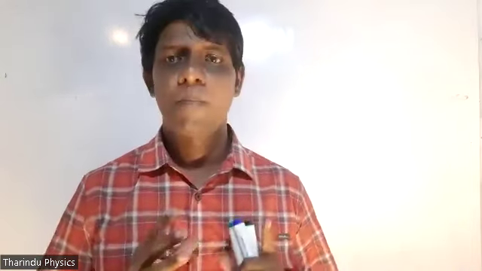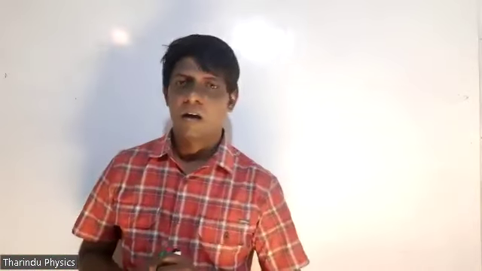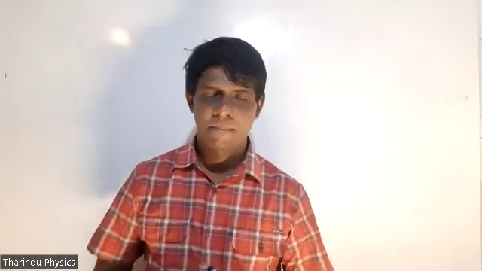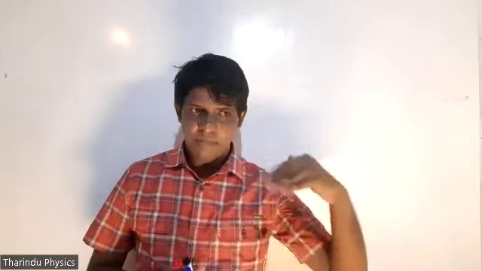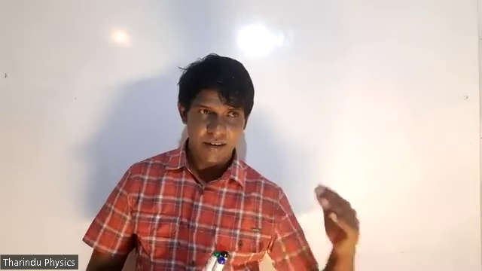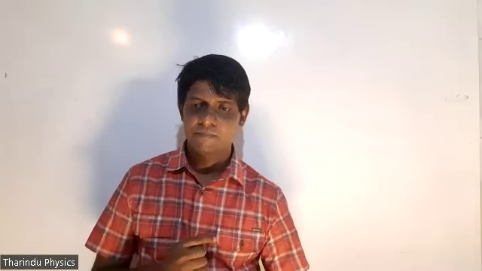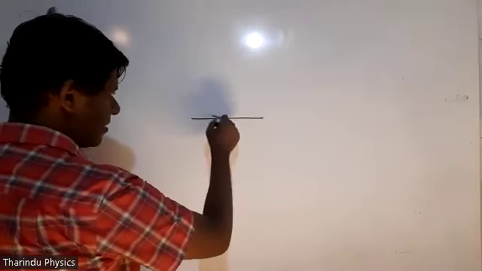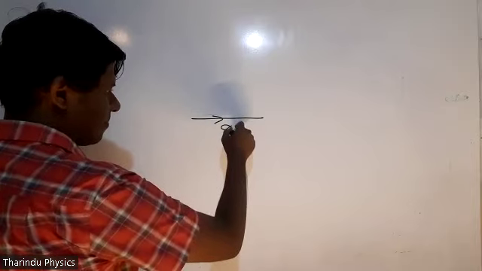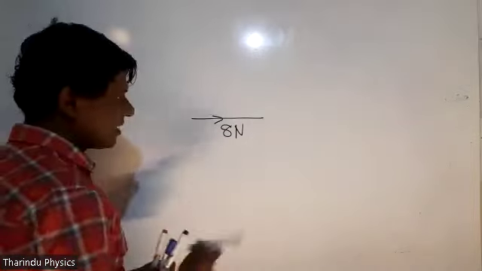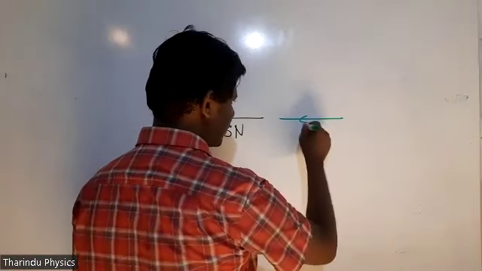Since the vectors are opposite to each other, we have to get them into a similar direction by changing arrowheads. 8 Newton. Here it is the 6 Newton force.